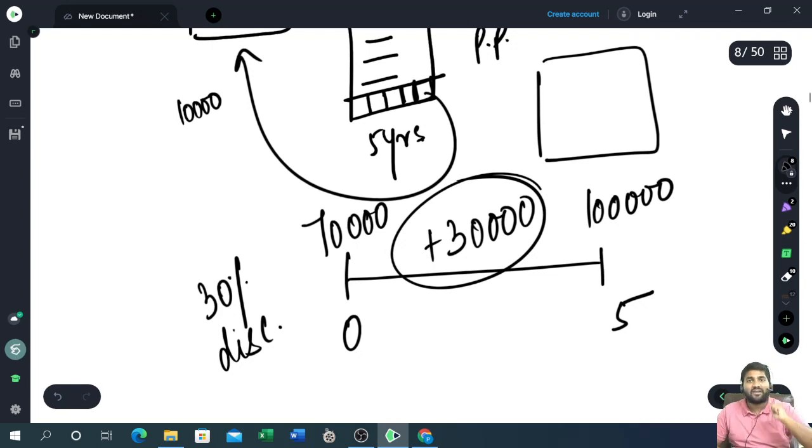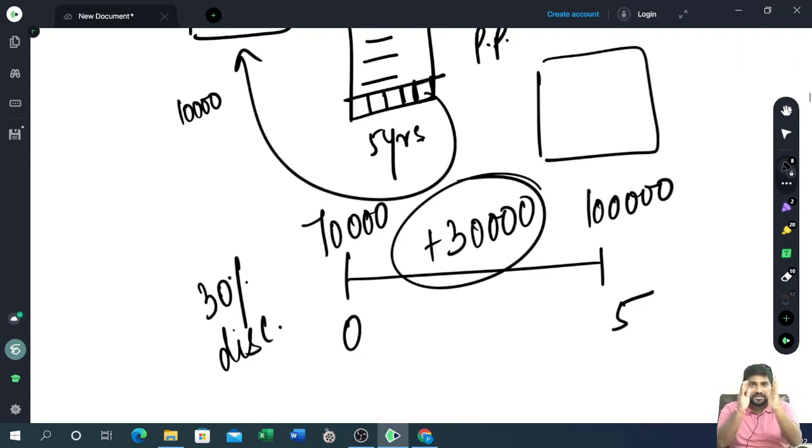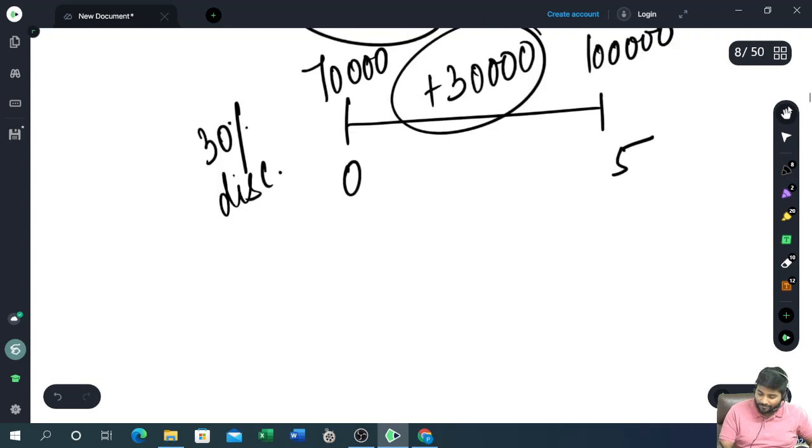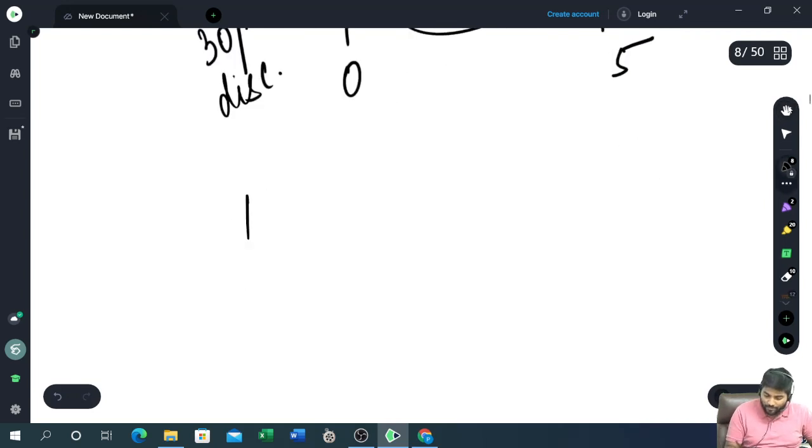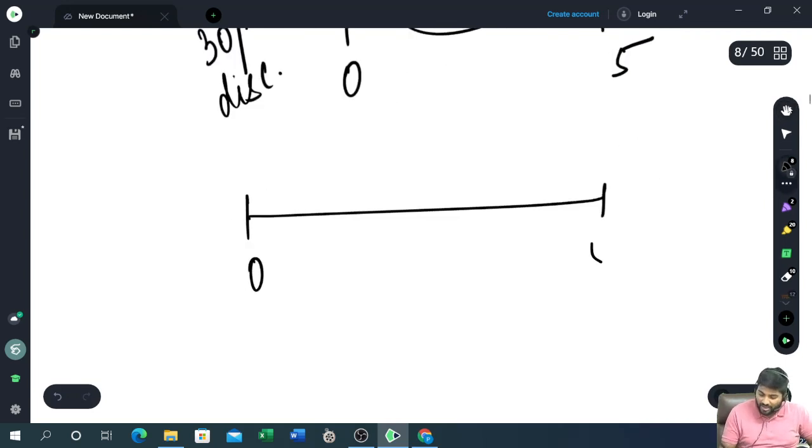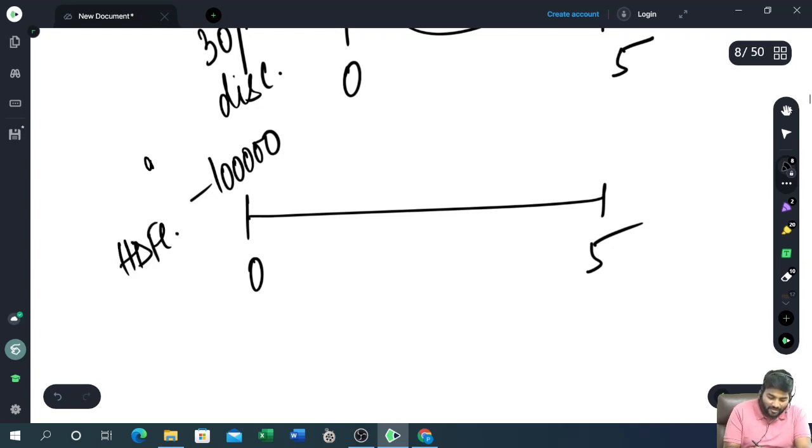So three things we have learned. What is a bond? Bond is a certificate in which all the loan agreements are written. Now what is a coupon paying bond? The regular interest paying bond. Let me show you an example of a coupon paying bond. Now, let's say suppose this is 0, this is 5. I have given a loan of 1 lakh rupees to HDFC. Okay. At the rate 10% annual interest, per annum interest.